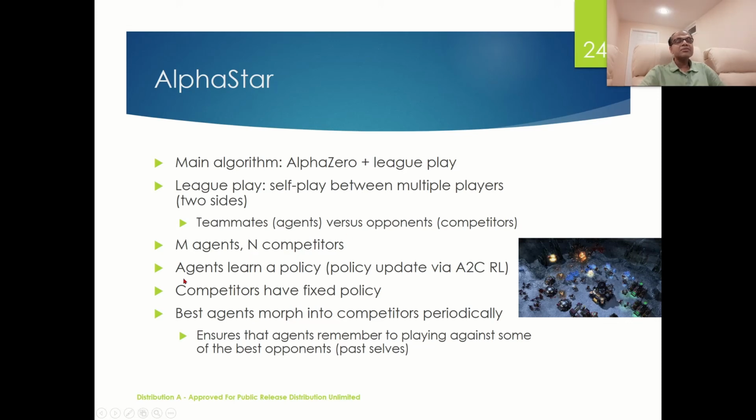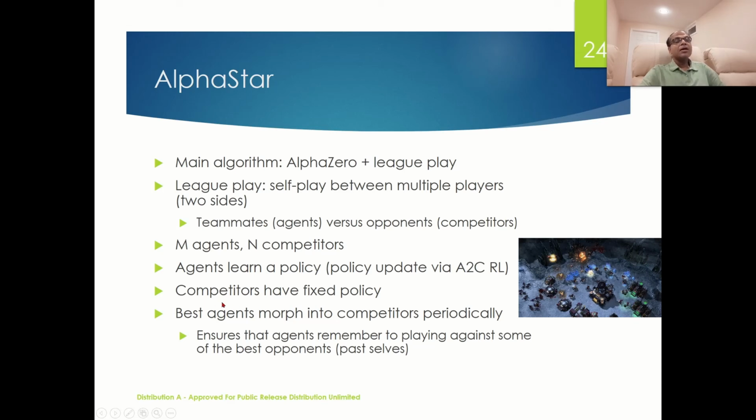So these agents learn a policy via policy update. The specific algorithm that they have used there is the asynchronous actor critic, A2C algorithm, which we saw in our last lecture. On the other hand, the competitors have a fixed policy. Remember, this is again self-play. So basically the competitor is a model of the competitor.